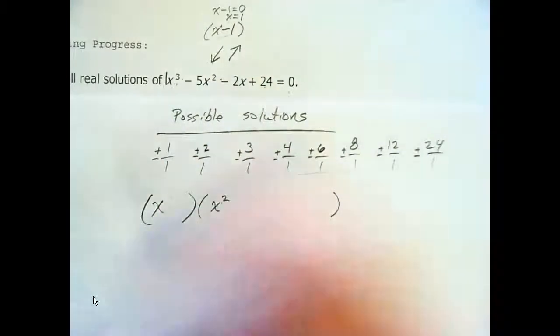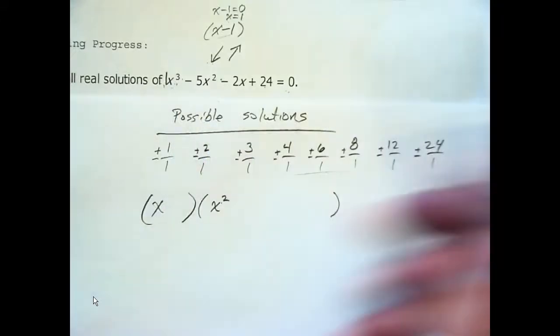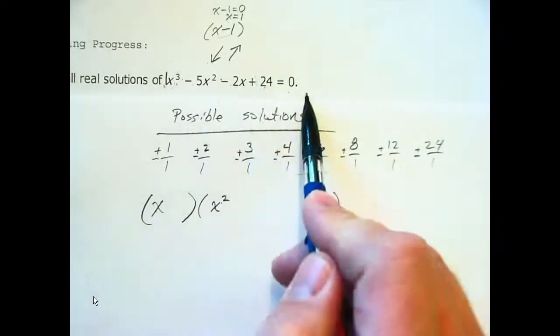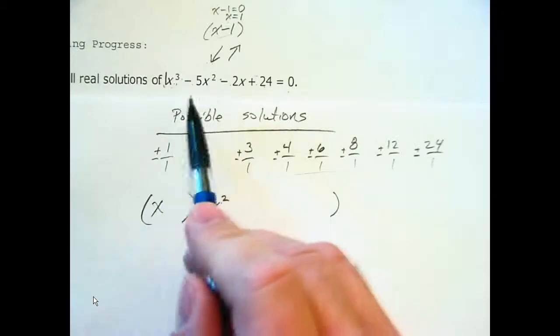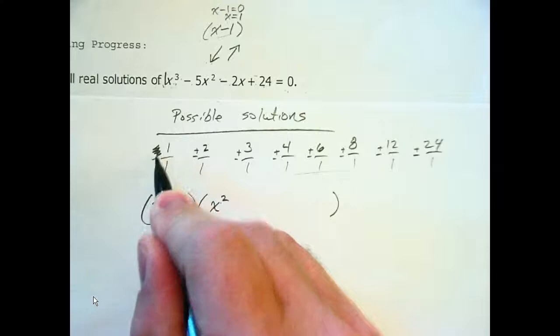I will tell you the easiest way to test 1 is just add the coefficients. When you put 1 in for x, nothing changes. Add 1 minus 5 minus 2 plus 24. Is that 0? No. There's a lot of positives and not many negatives. That is not 0. 1 does not work. Positive 1 is not one that works.